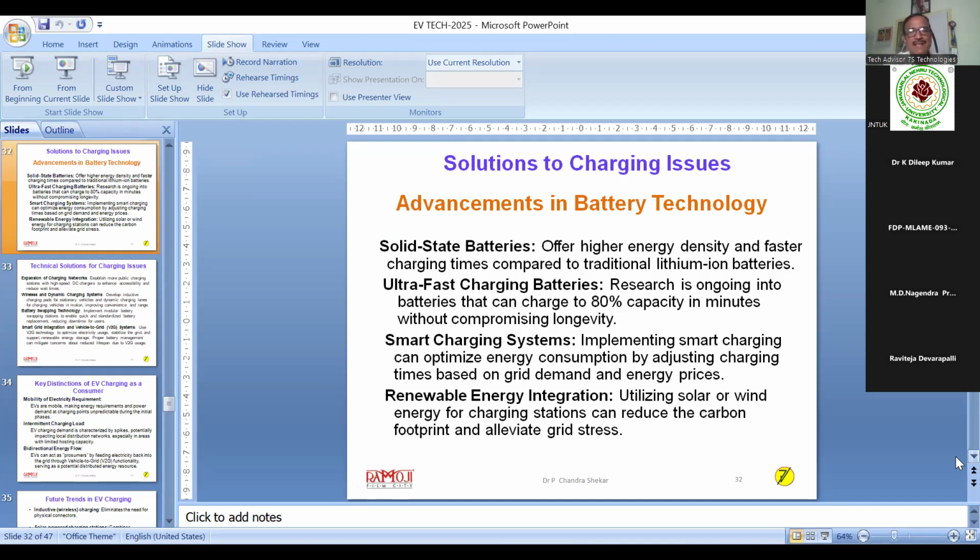Solid-state batteries offer high energy density and faster charging time compared to the traditional lithium-ion batteries. Ultra-fast charging batteries: research is going on into batteries that can charge 80% of the capacity in minutes without compromising longevity. That's the reason, as I told you, for high voltage, low current. When the batteries are high voltage, low current, that means I can quickly charge the batteries.